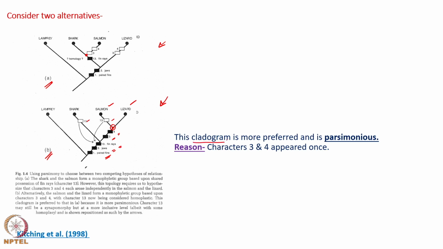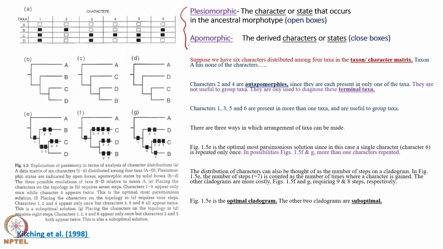Which cladogram is more preferred and is parsimonious? In option B, characters 3 and 4 appeared only once. Here is 3 and here is 4, whereas here 3 and 4 had to come 2 times. So, given a choice, this cladogram will be more preferred. But this does not mean exactly in this way evolution has happened. Important.